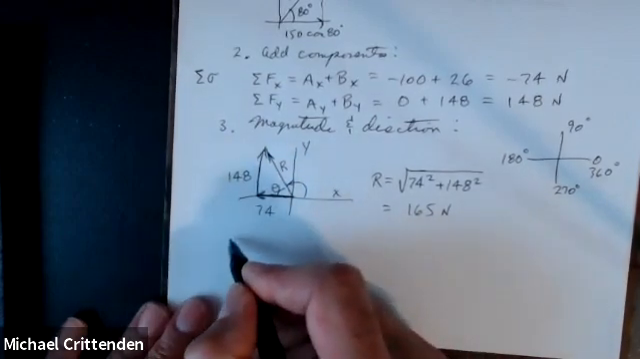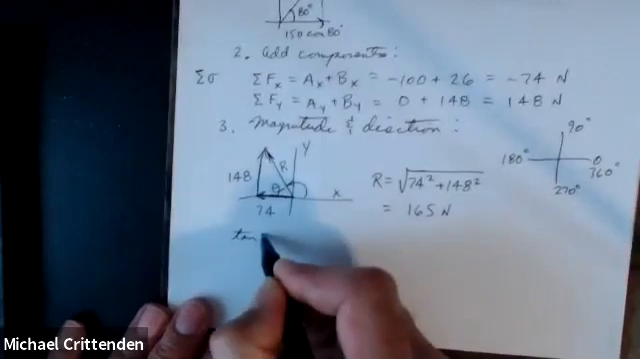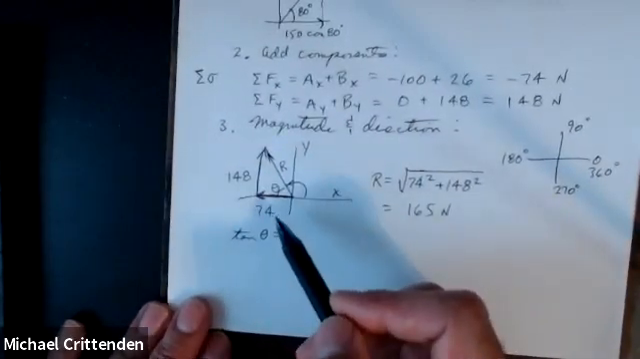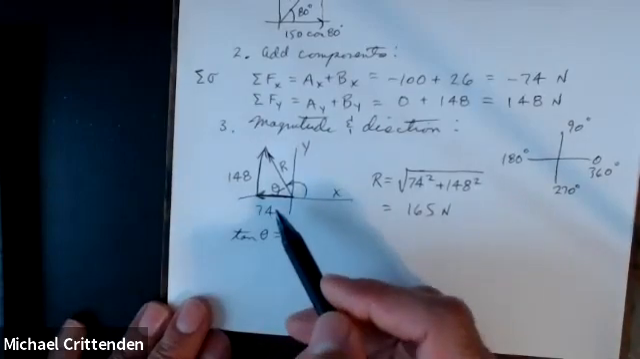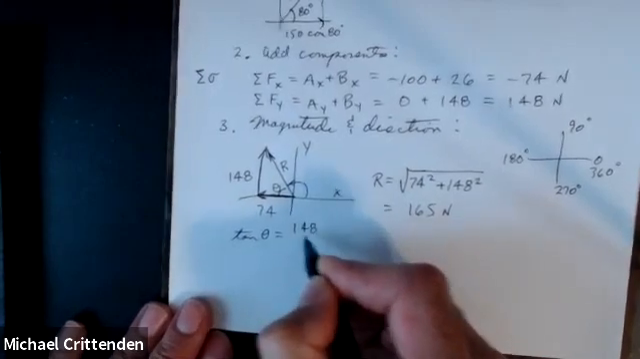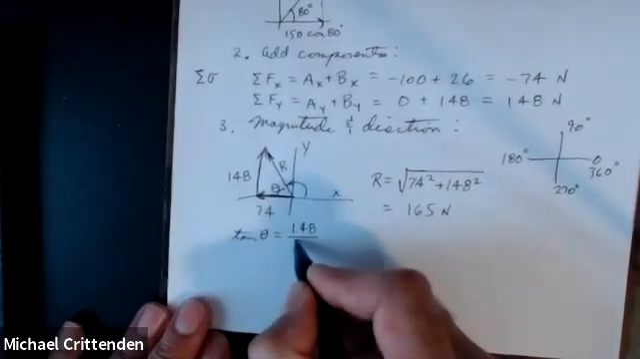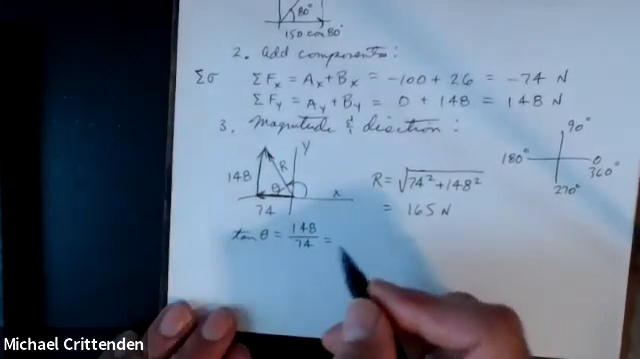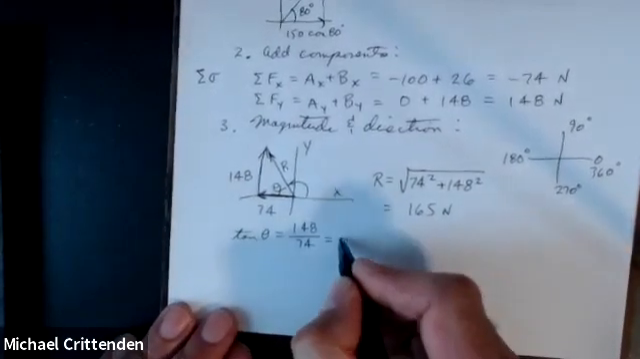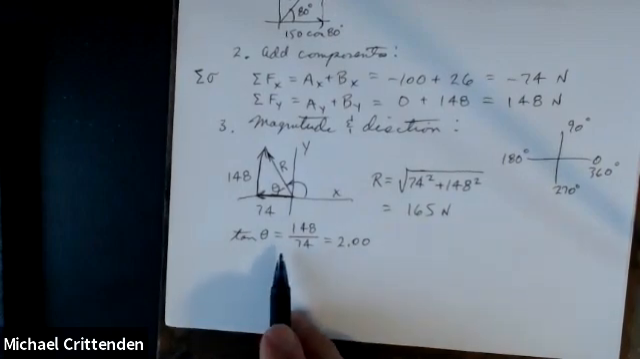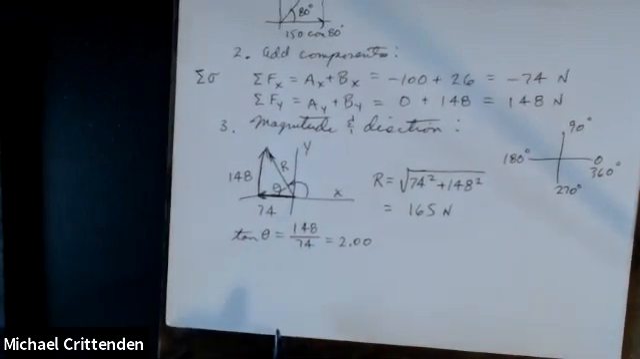The definition of the tangent is that it's the opposite over the adjacent. So you look at the picture you drew. Opposite side is 148. Adjacent side is 74. And that comes out pretty close to 2 even. So then you have to take the inverse tangent of that.